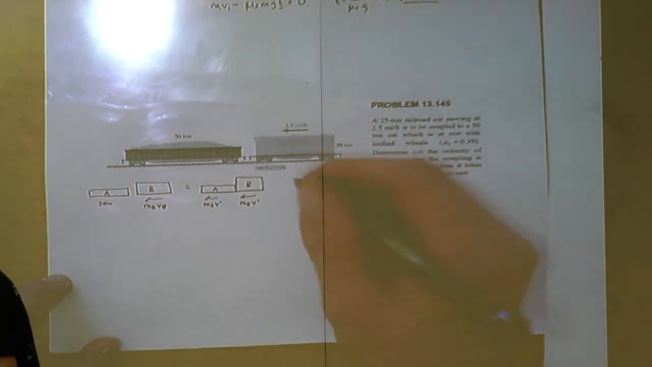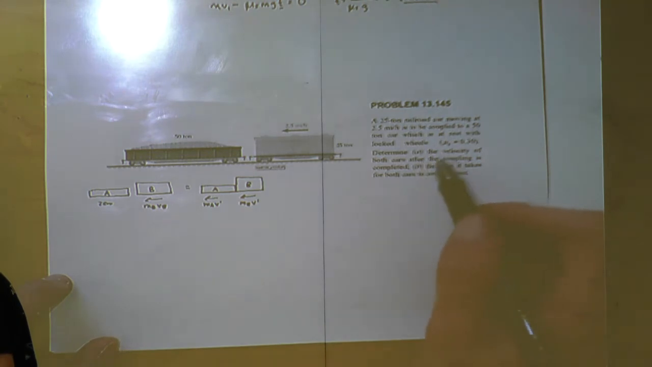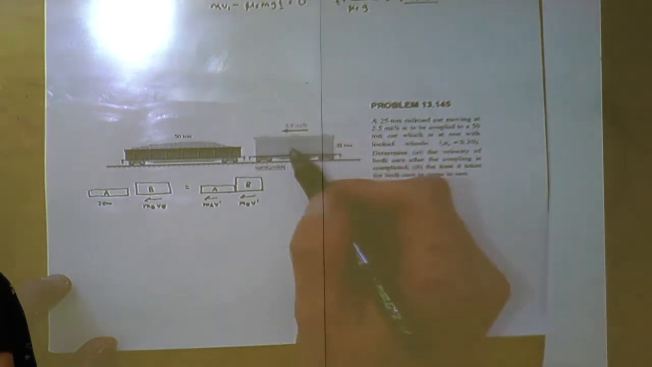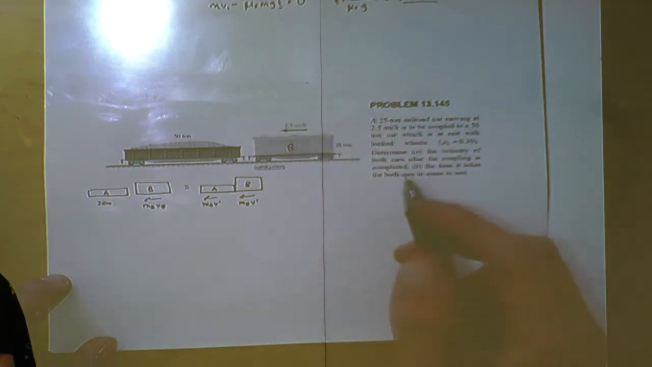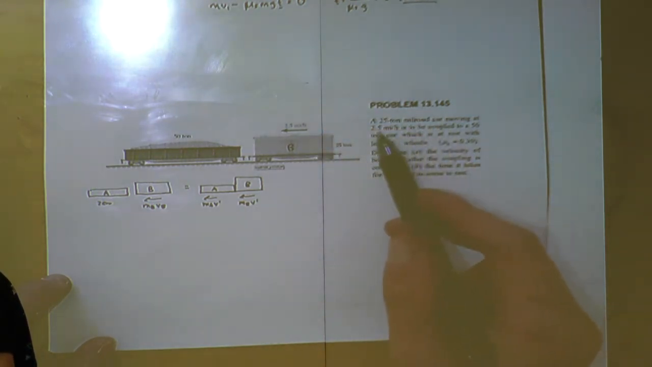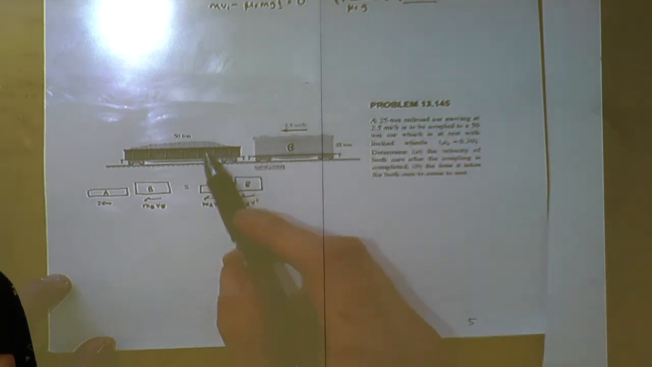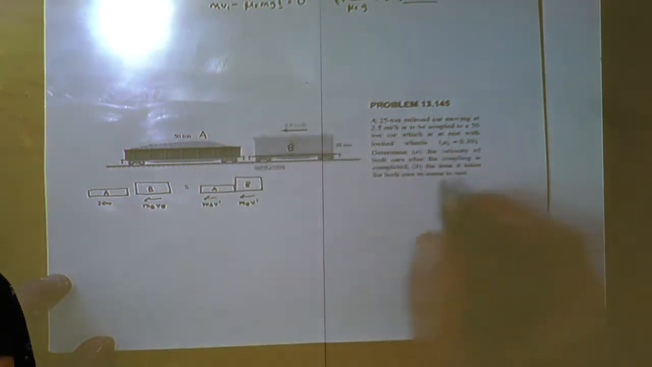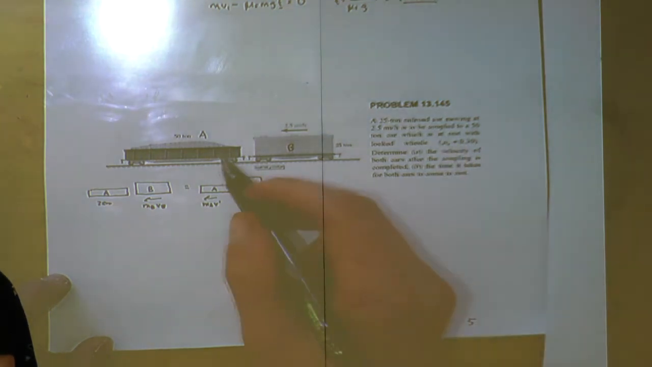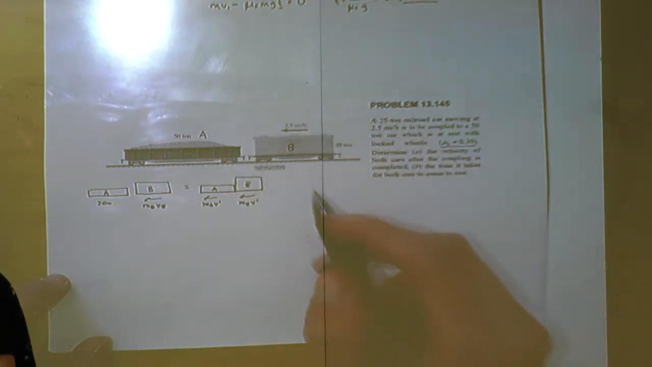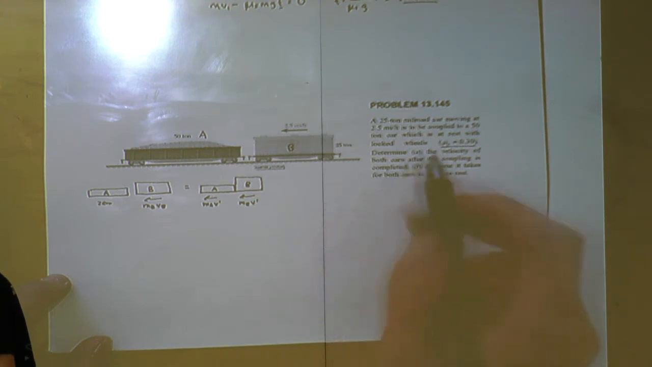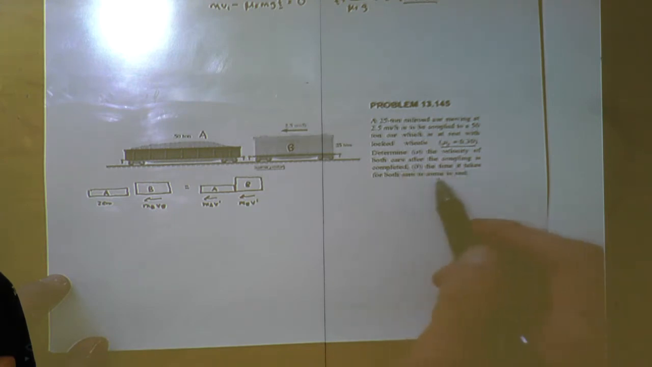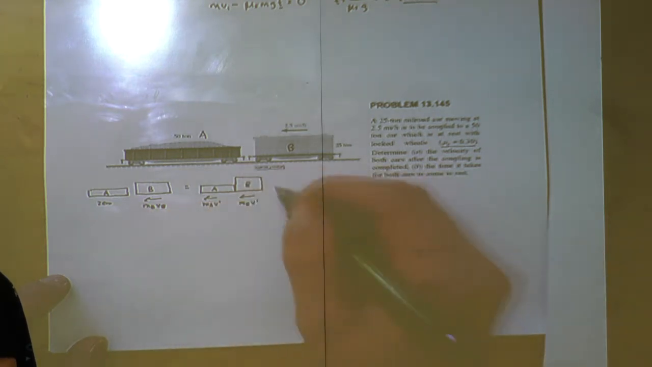So for this, we're looking for, so this car, we're going to call this B, is moving at 2.5 miles an hour. It's going to be coupled to the stationary car, A. It's going to be at rest, has locked wheels, and this is its kinetic coefficient of friction, since it'll be moving. Determine the velocity of both the cars after the coupling is completed and the time it takes for both cars to come to rest. So this is for the first part.